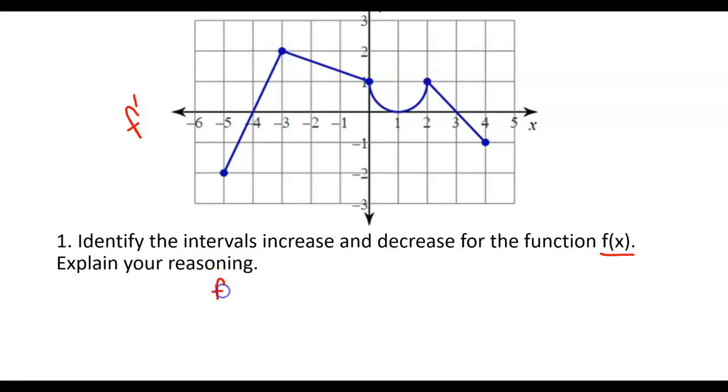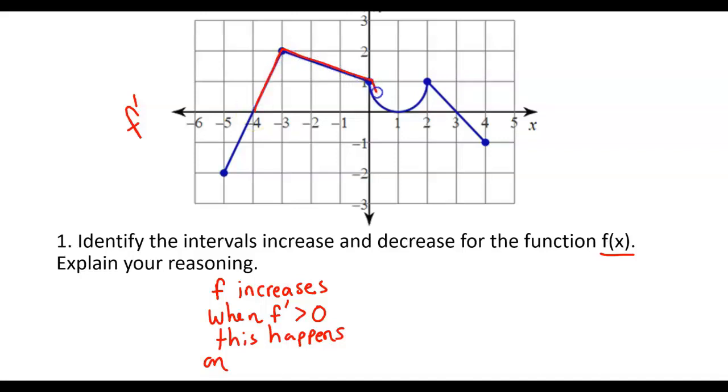f increases when its slope is positive, right? In other words, when f prime is positive. And this happens anytime f prime is above the x-axis. So where would that be located? Well, f prime is above the x-axis all the way up to this point, and then all the way up to that point.